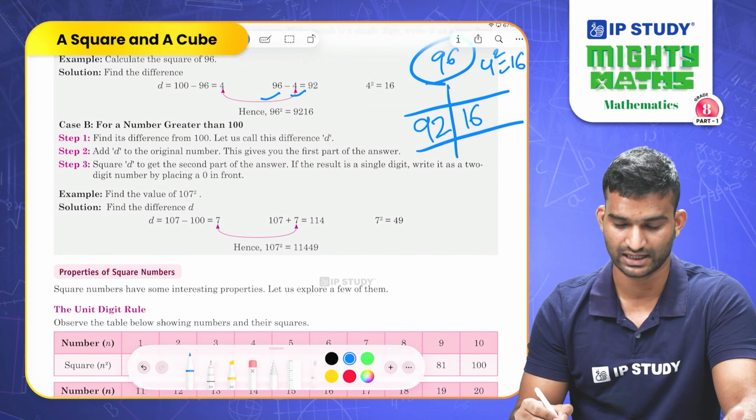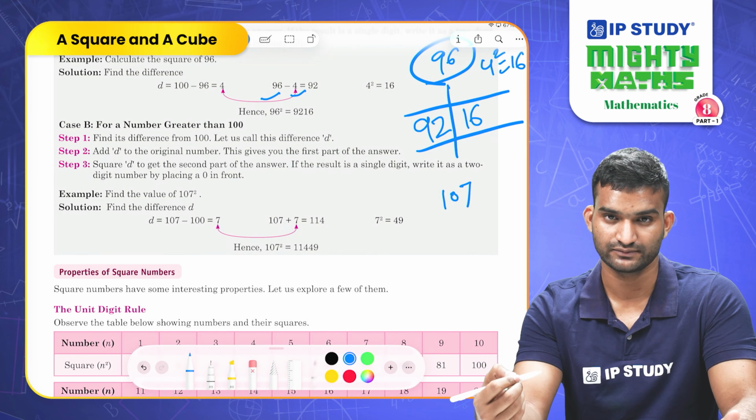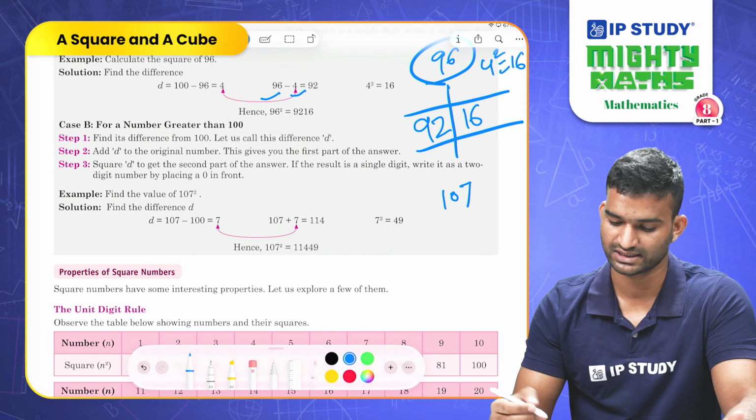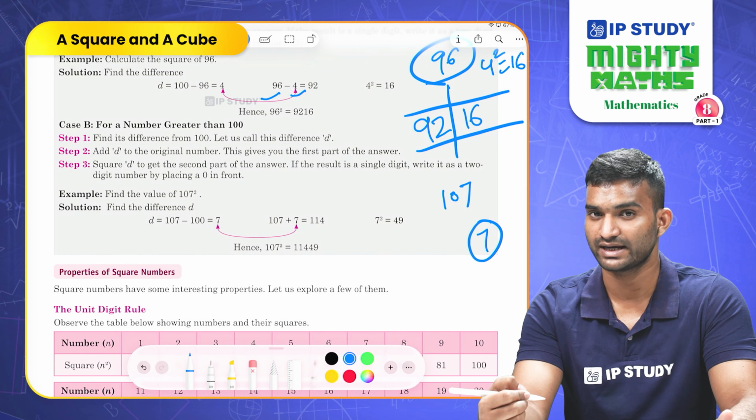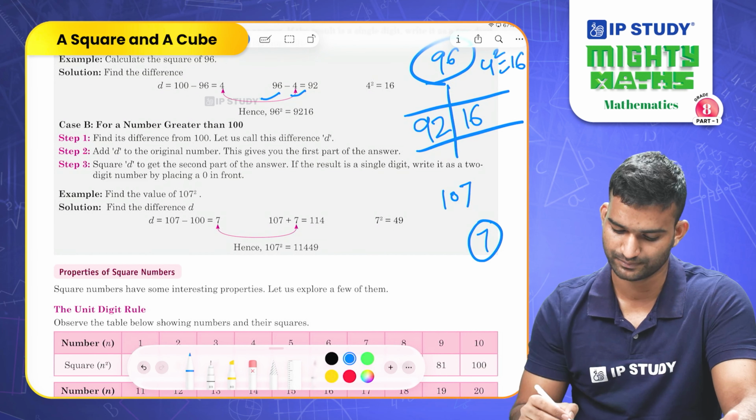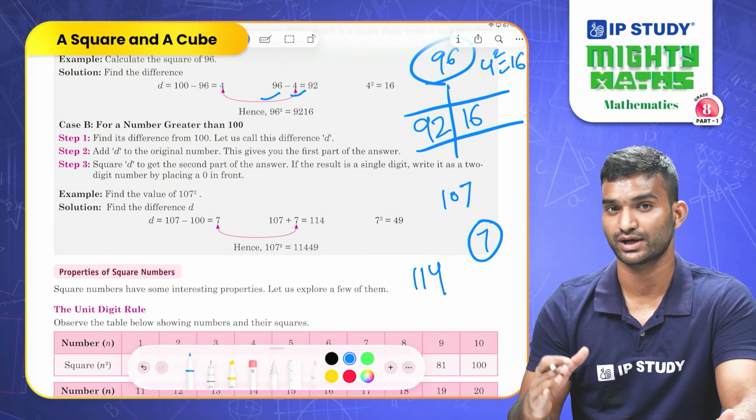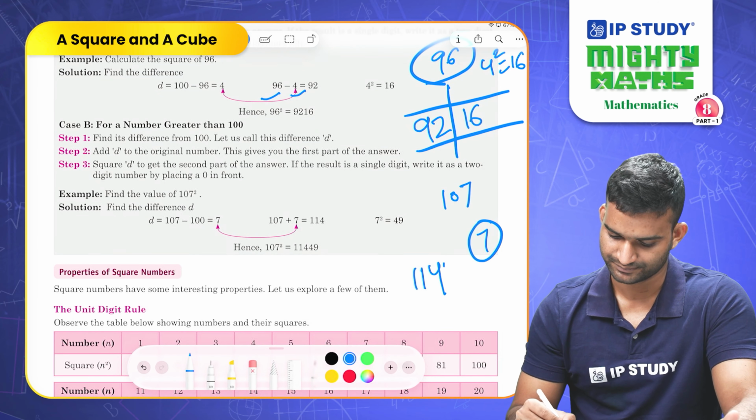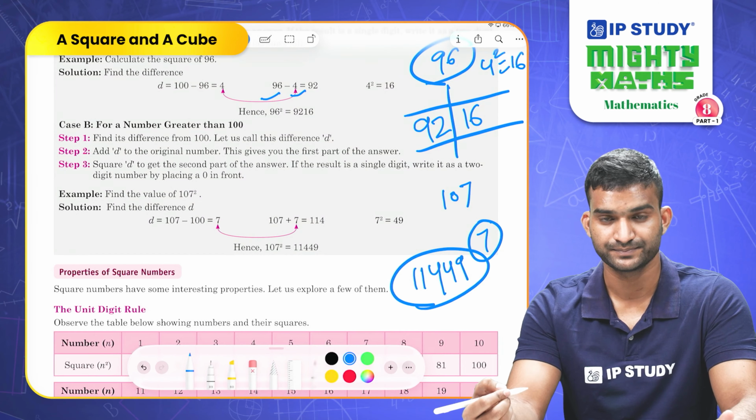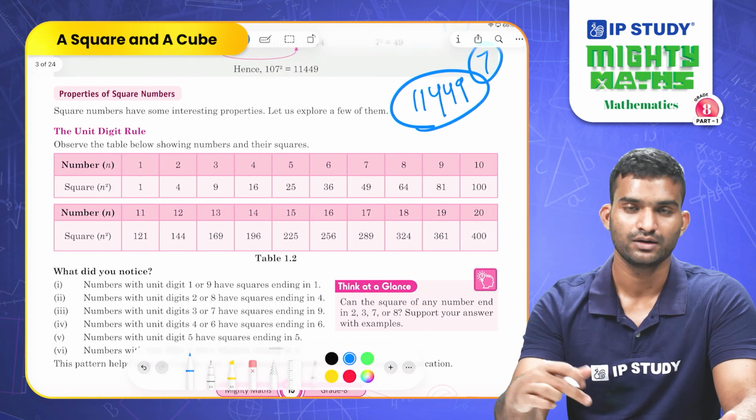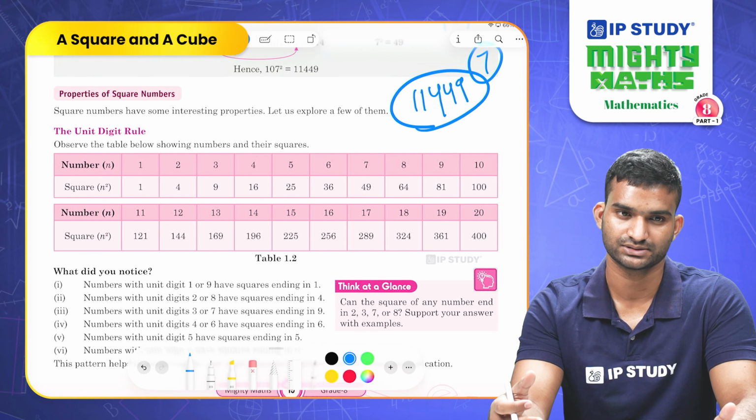For example, we have 107 here. To take the square of 107, firstly we take the difference from 100. In this case it will be 7. Now we need to add 107 and 7, which will be 114. For the rightmost part, we take the square of 7, which is 49. So the square of 107 will be 11449.